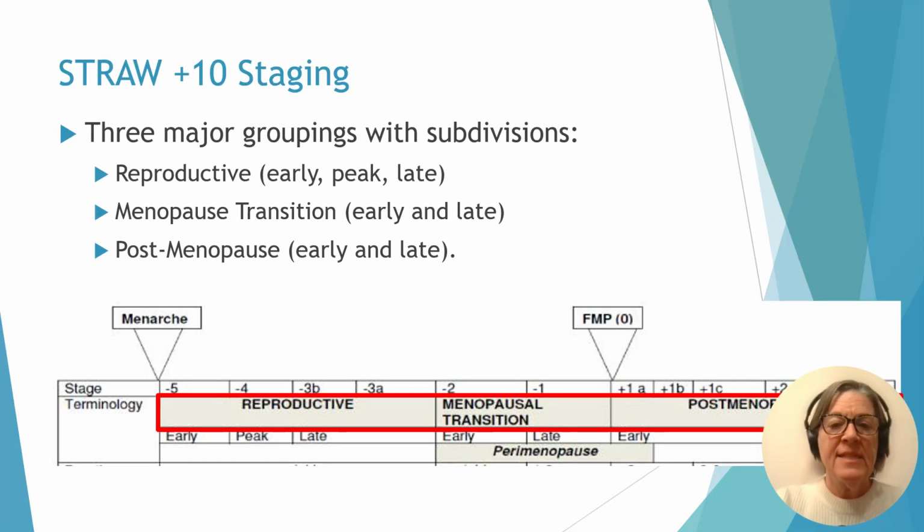So if we look at the staging, we have 3 major groupings. There's the reproductive years with early, peak, and late. The menopause transition, which is the time just before that final menstrual period. There's the final menstrual period itself, and then post-menopause. And the way that the numbering works is that the final menstrual period is designated as stage 0. Stages before that are in negative numbers. Stages after that are in positive numbers.